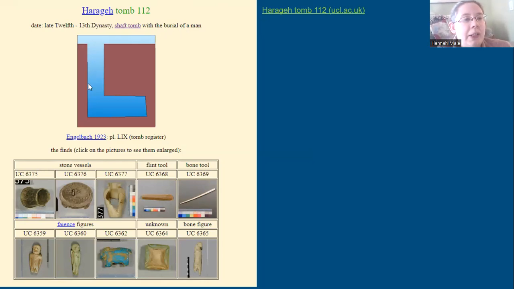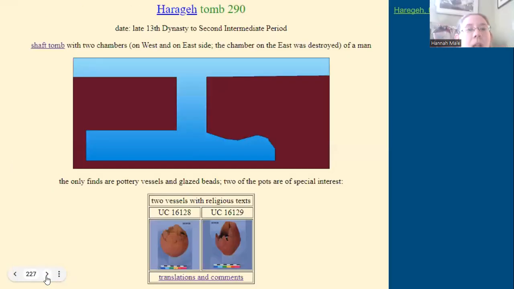And so this is a 3D model of the shaft tomb. So this is a representation of the shaft tomb here. So the actual burial was probably somewhere here. And then these are objects that were found in this tomb that are now in the Petrie Museum of Art. And again, this is from the Digital Egypt for Universities site.